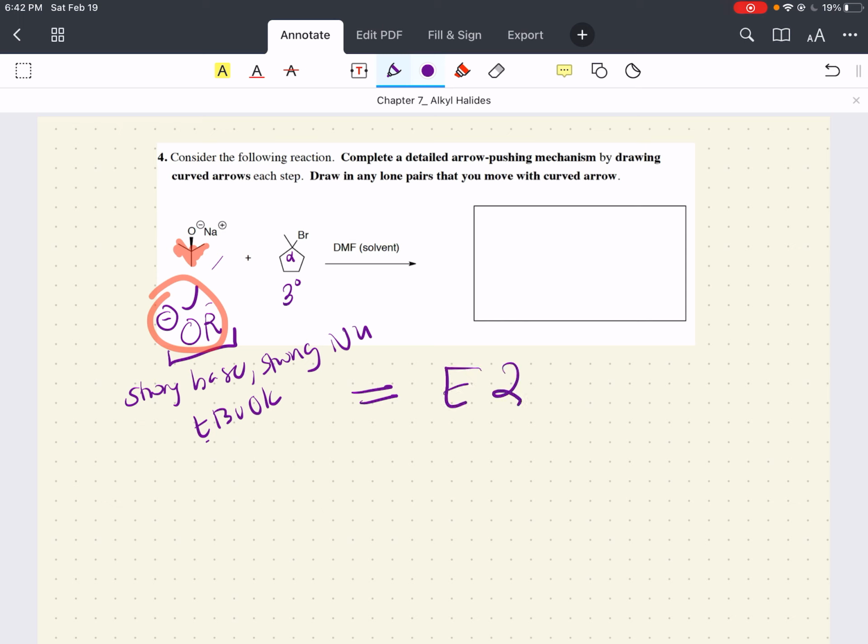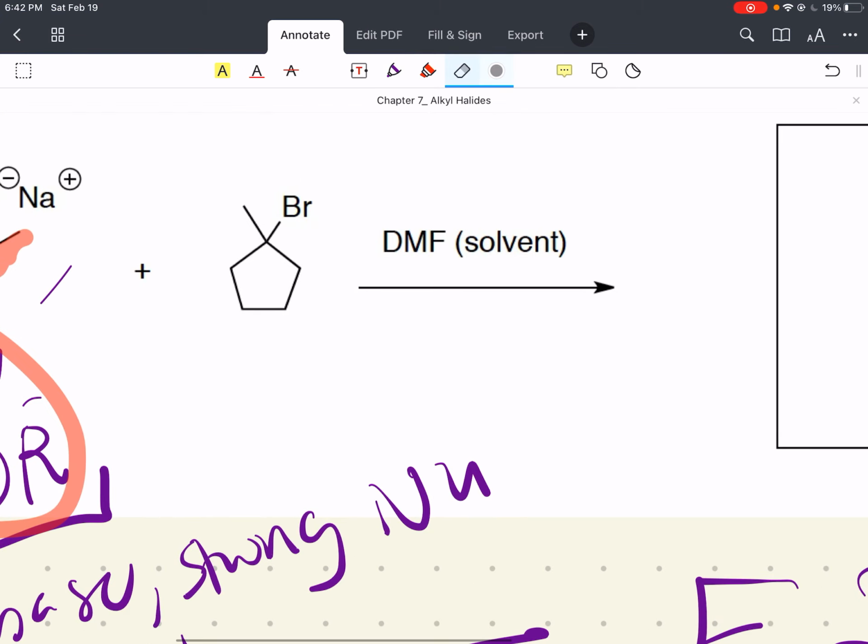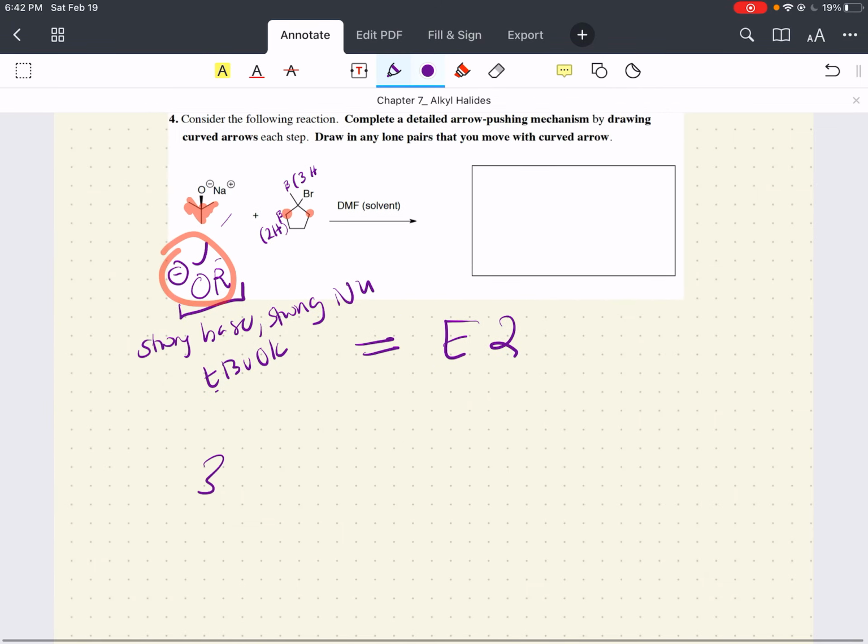So the way that we're going to do this, if we're only having an E2 reaction, is we've got to look at our alkyl halide and identify all the unique beta positions. There are only 2 unique beta positions. These are equivalent because this is symmetric, so be careful there. This one has 3 hydrogens. This one has 2 hydrogens. Let's look at the 3 hydrogen one. That's just going to go through normal elimination, easy peasy.